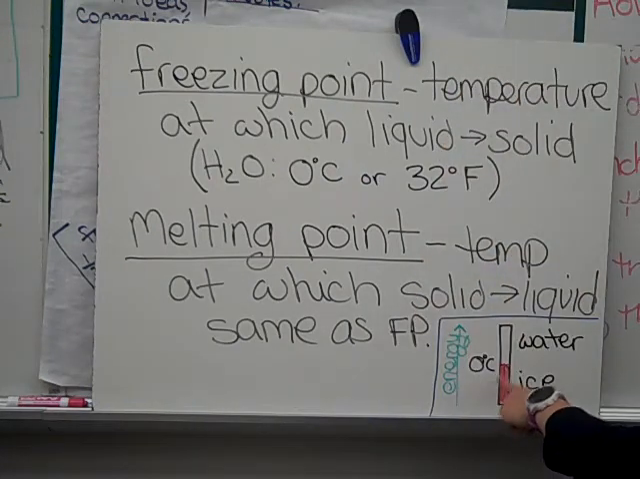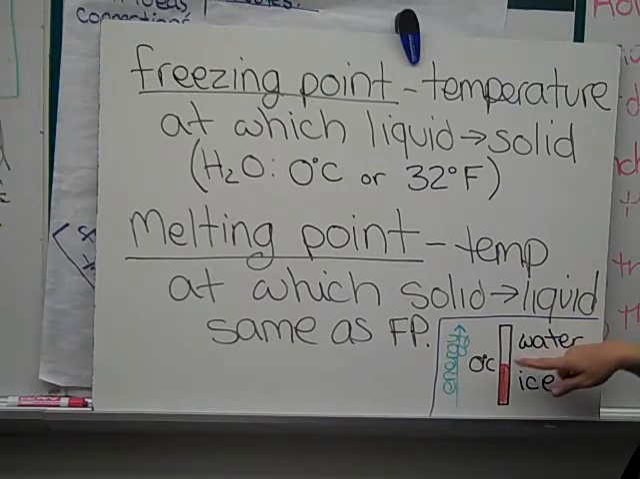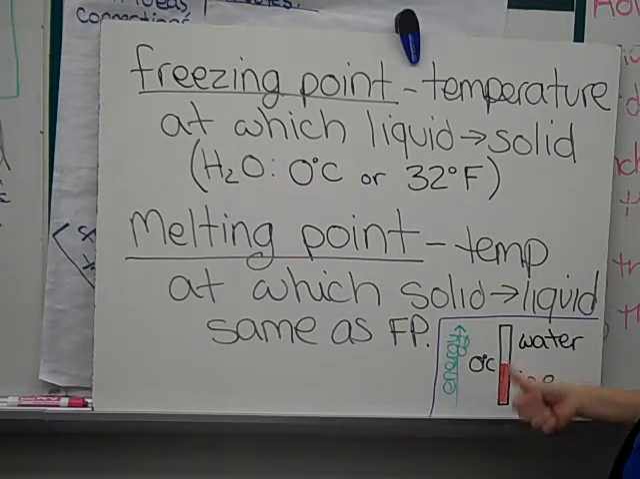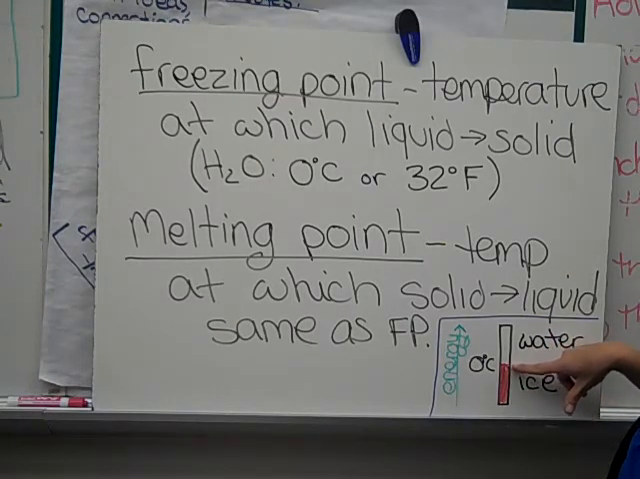So for example, water freezes at 0 degrees Celsius and turns into ice. That's the freezing point. But if we go the opposite direction and we're adding energy, then we can get the ice to melt, also at 0 degrees Celsius, and turn into water.